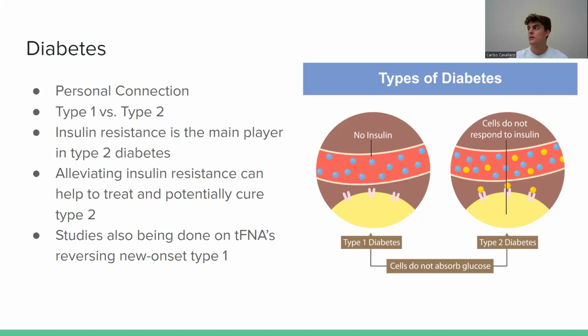There are also studies being done on how these tFNAs can help to reverse new onset type 1 diabetes. This is a whole different topic that I'm not going to go into as much detail upon. However, it does have some potential in this regard to type 1 diabetes. However, the mechanisms to treat would definitely be much different than the mechanisms at stake here in treating type 2.